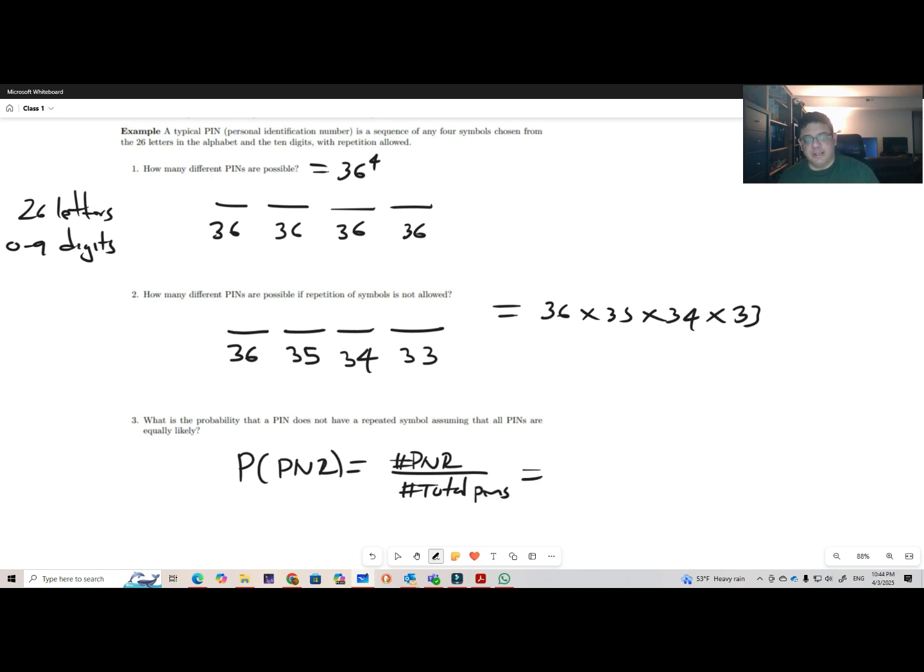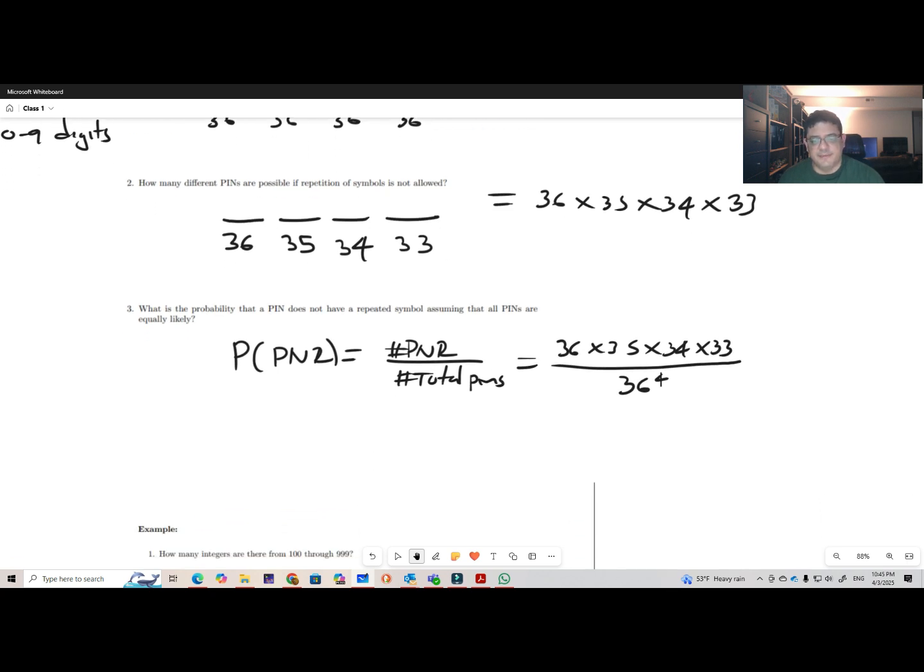So as you can guess, this is going to be 36 times 35 times 34 times 33 divided over the total possible. That is going to be 36 to the 4. So again, this is going to be a number that is less than 1, because notice that each of these numbers is going to be at most 1. 36 over 36 is 1. 35 over 36 is less than 1. 34 over 36 is less than 1, and 33 over 36 is less than 1. So you get a number that is between 0 and 1.